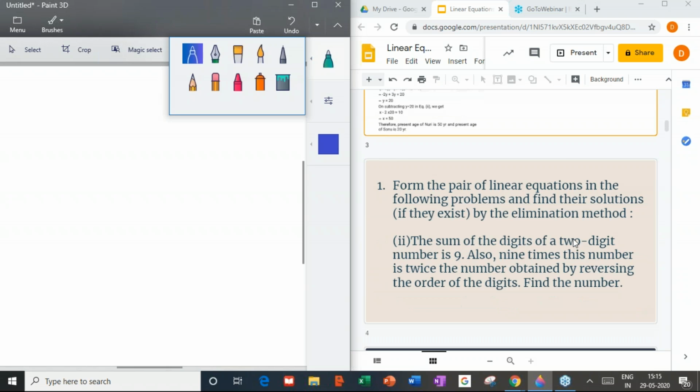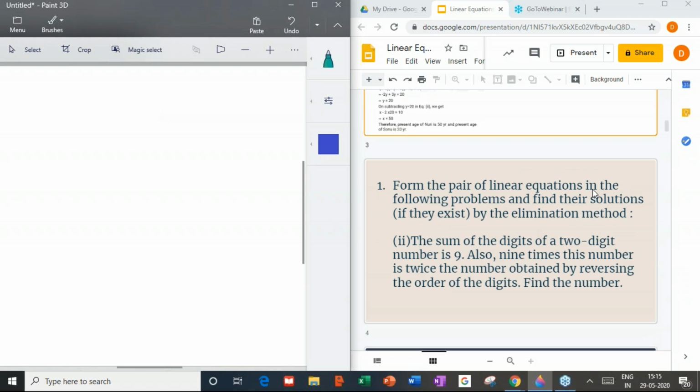Yeah. So next question. Form the pair of linear equations in the following questions and find the solutions if they exist by the elimination method. The sum of digits of a two-digit number is 9. Also, 9 times this number is twice the number obtained by reversing the order of the digits. Find the number. Anybody willing to try?